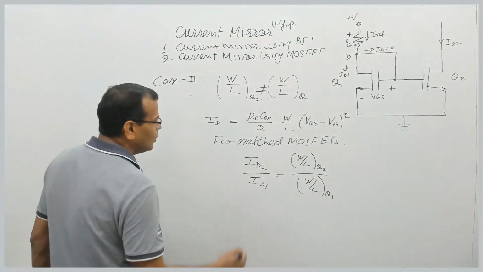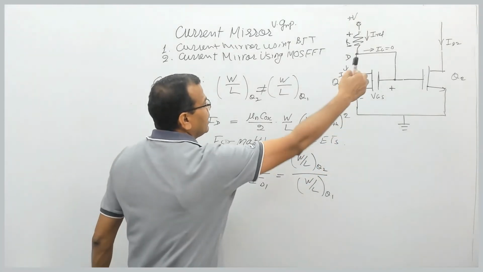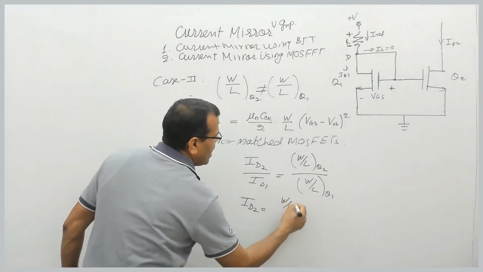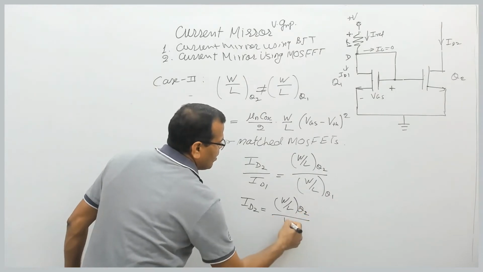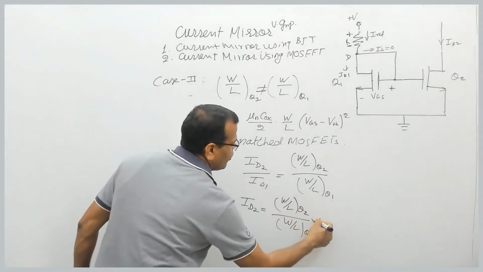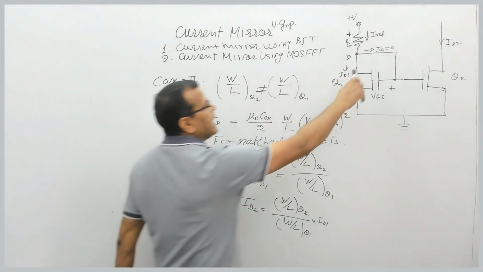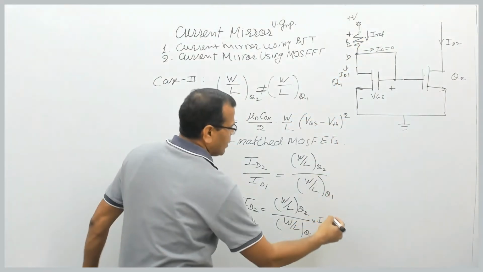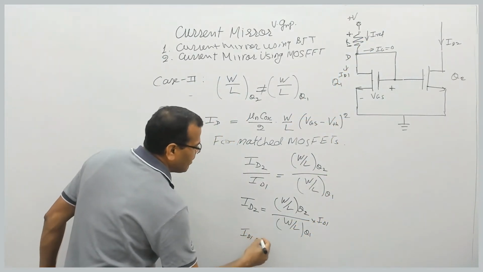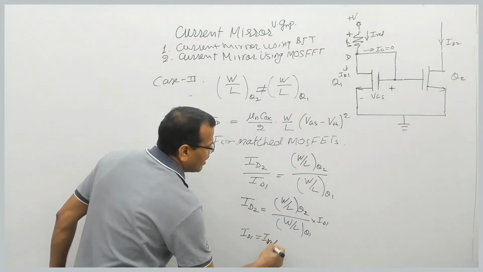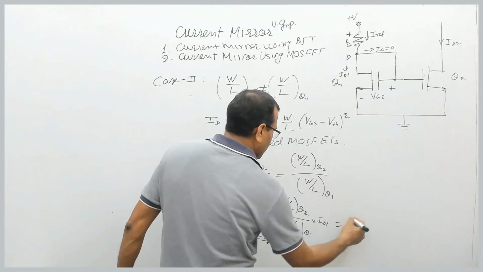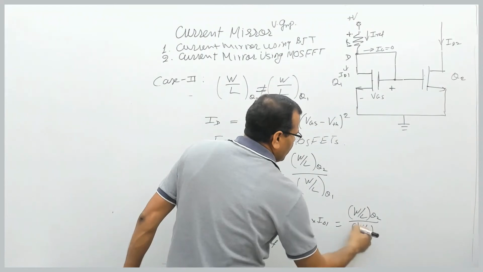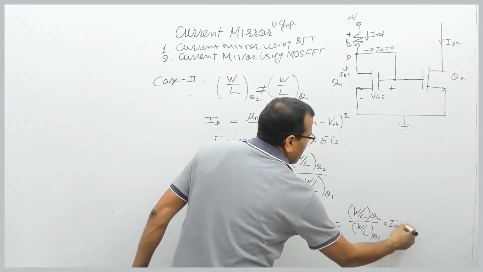Fine. So from here we get the relationship between the drain currents of Q2 and Q1. ID2 will be equal to (W by L of Q2 divided by W by L of Q1) into ID1. And you know what ID1 is? The gate current of a MOSFET is always 0. So ID1 will be equal to Iref. ID1 is the same as Iref, the reference current. So I can write it directly here: W by L for transistor Q2 divided by W by L for transistor Q1 multiplied by Iref.